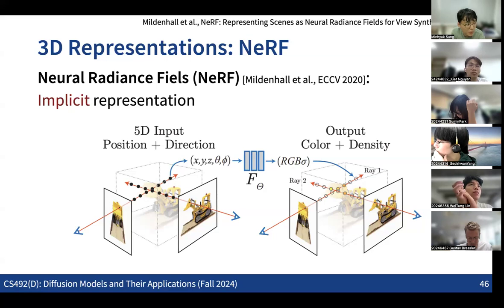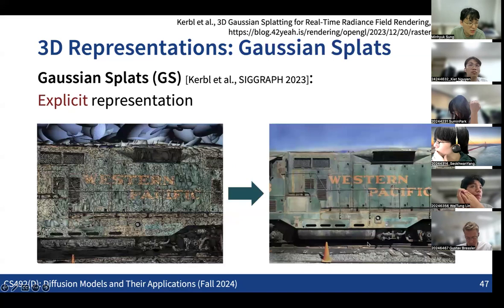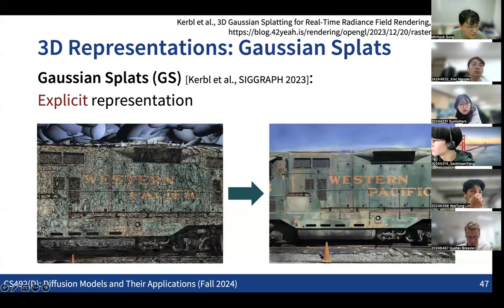So this is the case where we have an implicit representation, or we can also consider a more explicit representation. This is another case, where we represent the entire 3D scene as a collection of blobs, right? Those blobs are called Gaussian splats. By having these Gaussian splats, we can convert this explicit representation into images through the process that we call rendering.